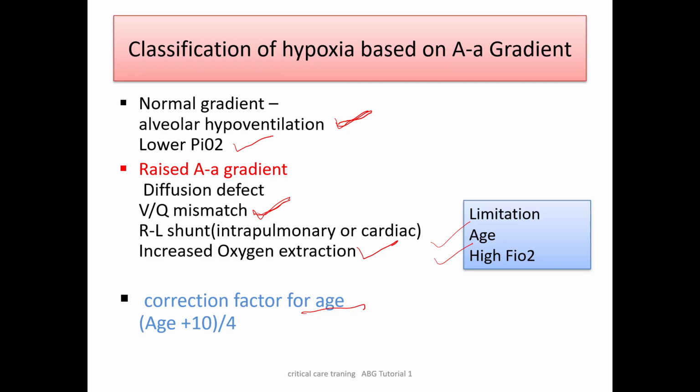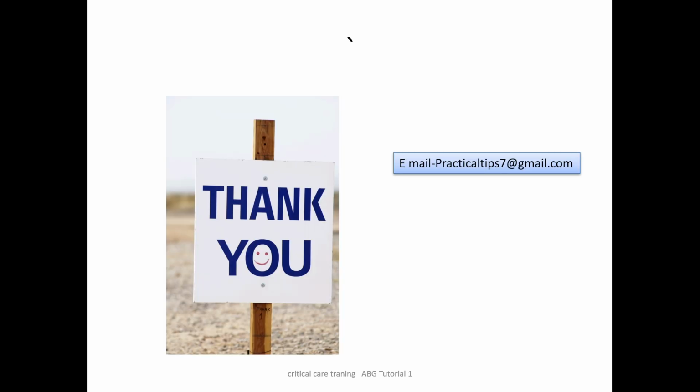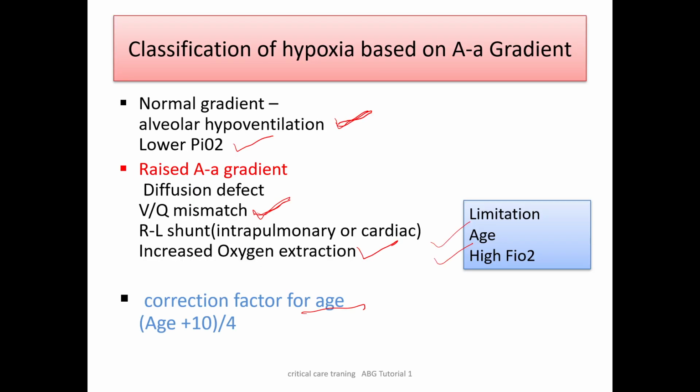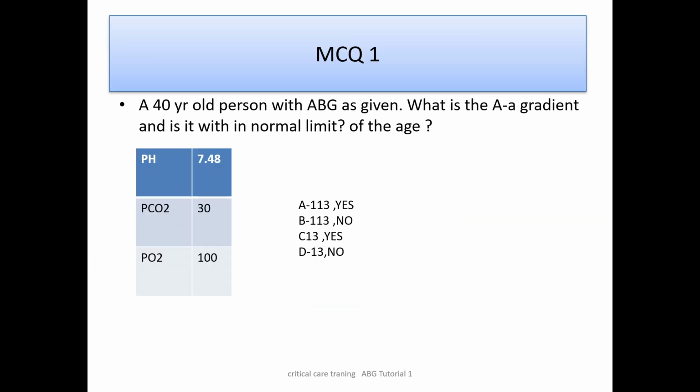To understand this A-a gradient, let's take a quick example. A 40-year-old patient's ABG is given. What is the A-a gradient, and is it within the normal limit for the age? So pH is 7.48, PCO2 30, PO2 100. You have to calculate the A-a gradient using the formula which I have shown you: FiO2 times 760 minus 47, that's 150, minus PCO2 by R. So what is your answer? Is it within the normal range first, and the question is whether it is appropriate for the age.